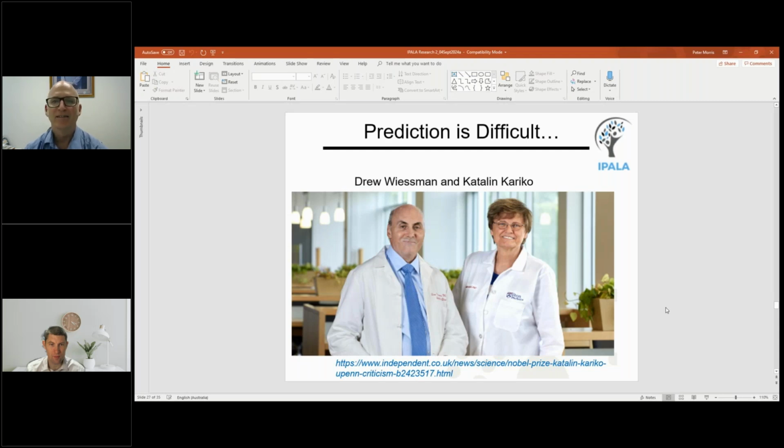And on the right is Katie Carrico, who was a biochemist, and on the left is Drew Wiseman, who's an immunologist. So Drew Wiseman was a staff member at the University of Pennsylvania, but Katie actually wasn't. And in fact, in 1995, she'd been working for a few years at University of Pennsylvania, and she was very interested in messenger RNA.